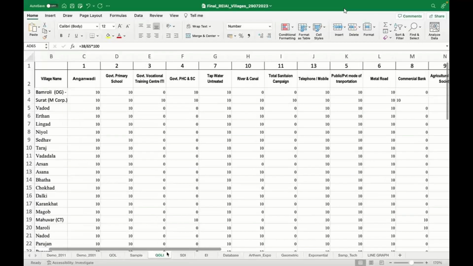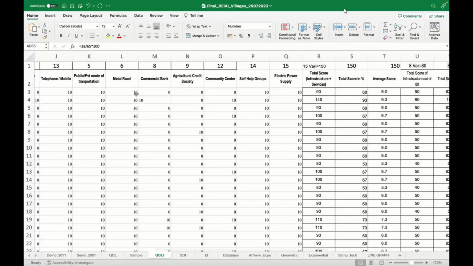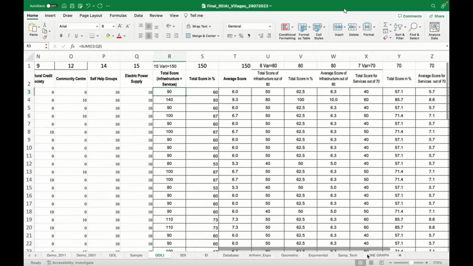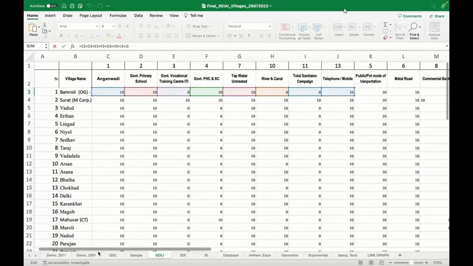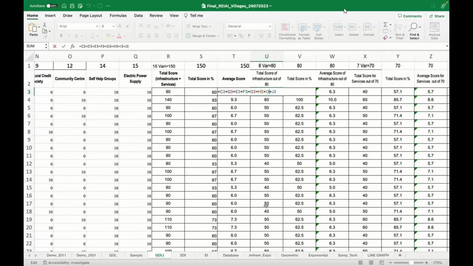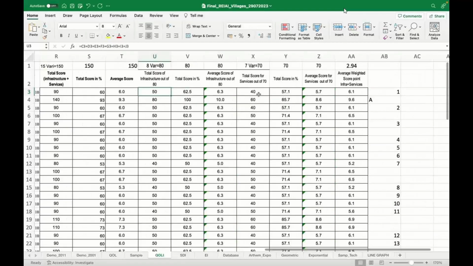So I have taken presence and absence, right? Then what I did, I have given 10, 1 or 0, 0 or 10, and then I calculated the entire score of that particular village for infrastructure. Then similarly, for total score, infrastructure and services, here there is a combination of all 15. But now I have bifurcated. The score is here of infrastructure variable. Those infrastructure variable I have calculated here, and this is the way I did it. Then calculate the percentage of score and then average score. So there are 8 variables and 7 variables of service.